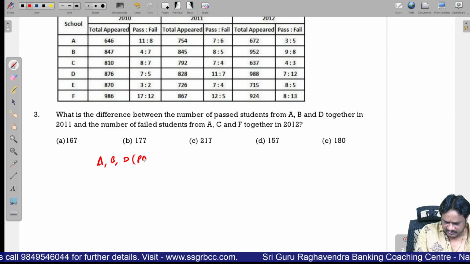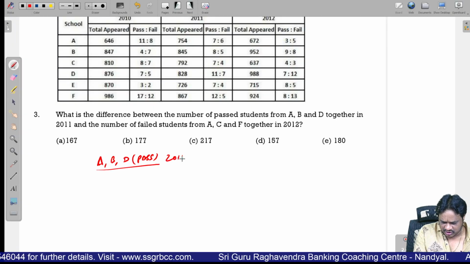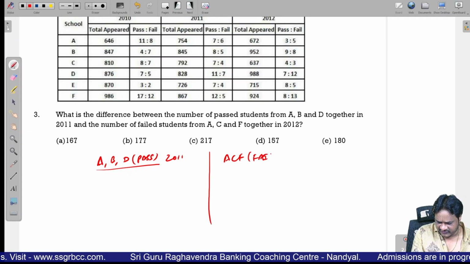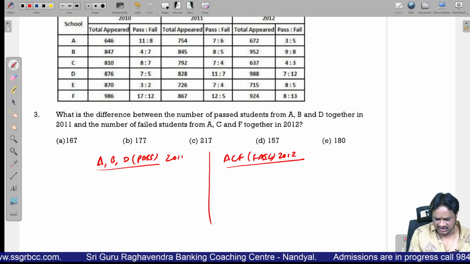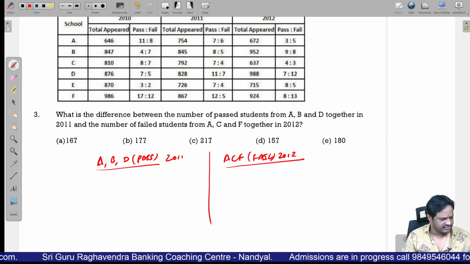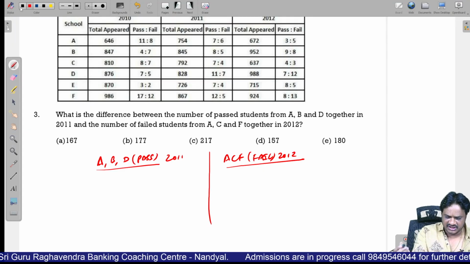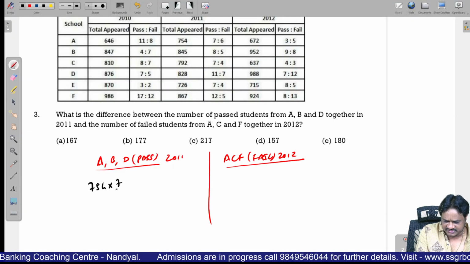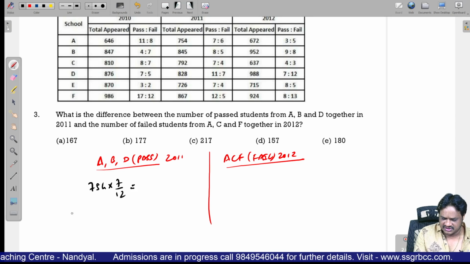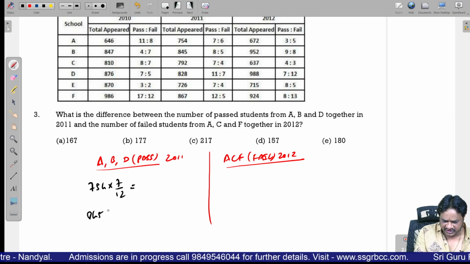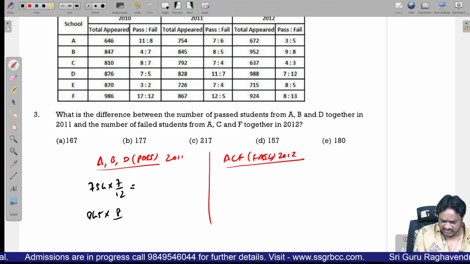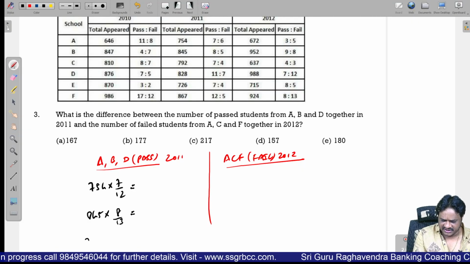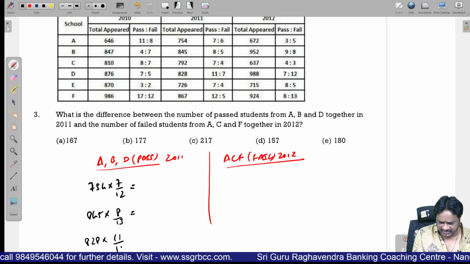ABD pass in which year? 2011. Similarly, ACF fail in 2012. First of all, ABD pass 2011 we will do. In 2011 A is 754, 754 into pass means 7 by 12. Next, B is 845 into pass value 8 by 13. Then come to D, it is 828 into 11 by 18.